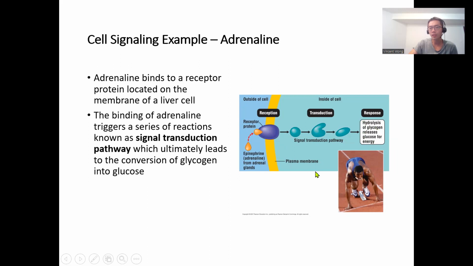So you will need adrenaline for running away from danger, or like, in this case, preparing for a race. And that is energy demanding. So it makes sense for the cell to perform hydrolysis to break down the glycogen so you get more glucose. All right. Now the hormone never got into the cell, right? It just binds to the receptor protein and then it causes all these changes inside the cell.